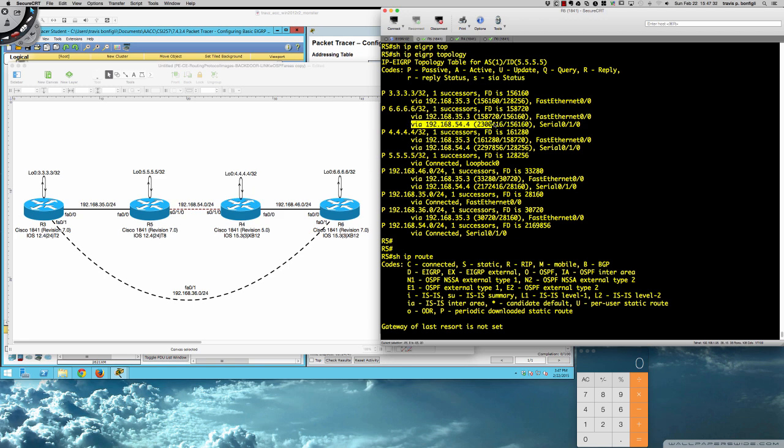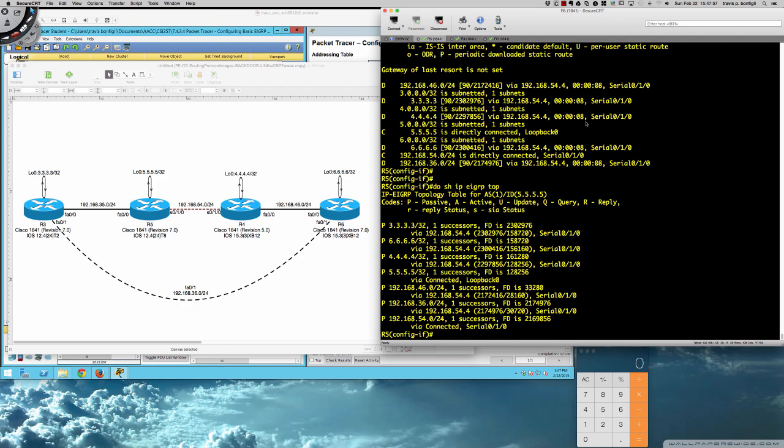because this feasible successor met the feasibility condition and therefore was installed into the EIGRP topology table, meaning that EIGRP doesn't have to do a DUAL recalculation. It simply moves that route from the topology table into the routing table, giving us sub-second failover.